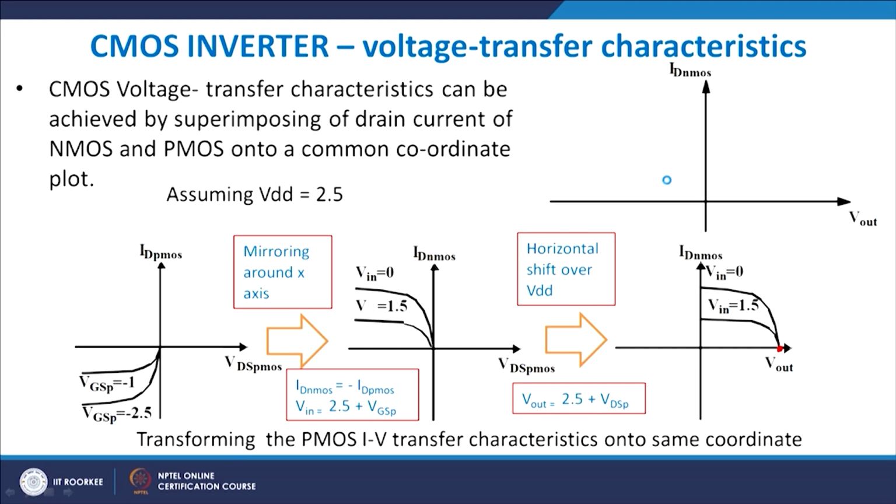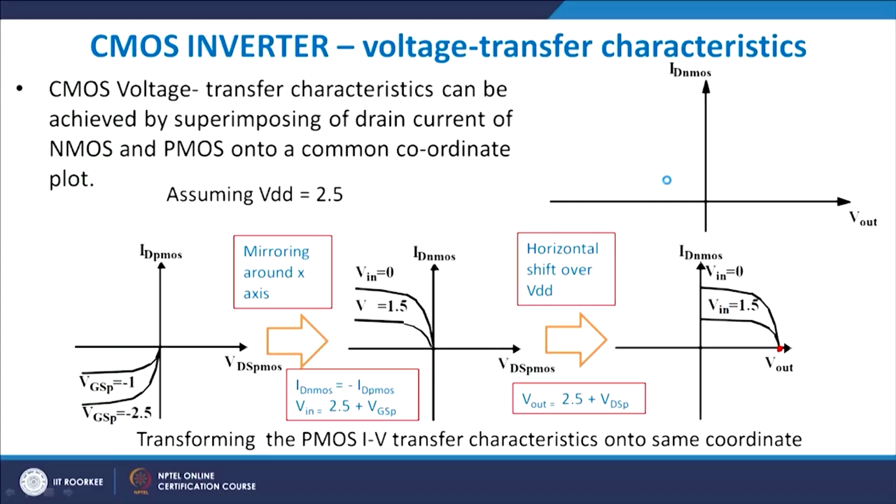With the knowledge you have gained till now, let us formulate the voltage transfer characteristics of CMOS. Voltage transfer basically means on the x axis you will have V out and on the y axis you will have V in. So, if I vary V in, how does my V out vary? That is supposed to be seen in the VTC of a CMOS inverter. What we do is very simple and straightforward.